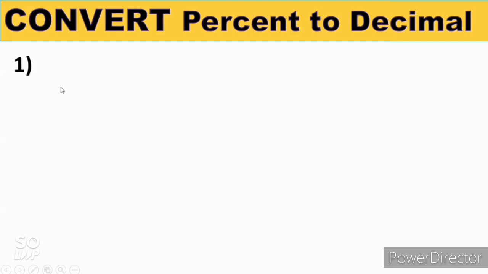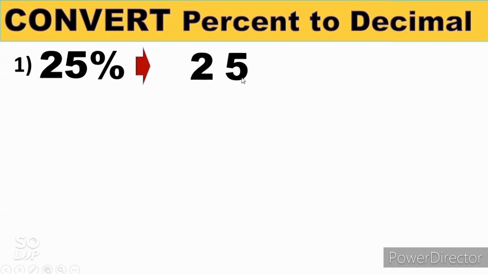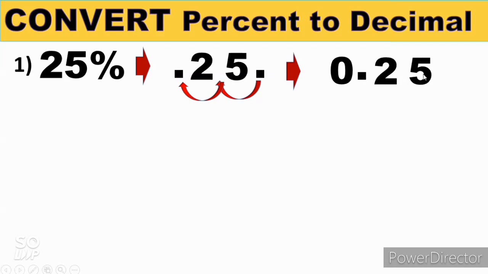Okay, so let's have another example. Number 1, 25%. Then now eliminate the percent sign. Then from the point, count two places going to the left, 1 and 2. So add point and then add 0. Then now we have 0.25. So 25% is equivalent to 0.25.